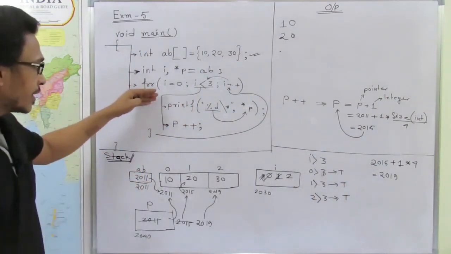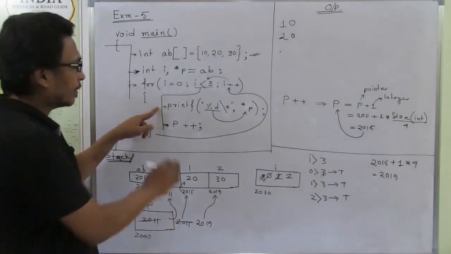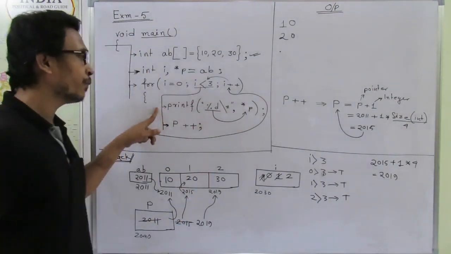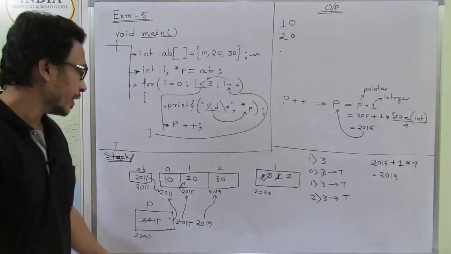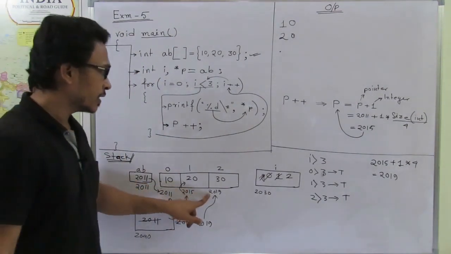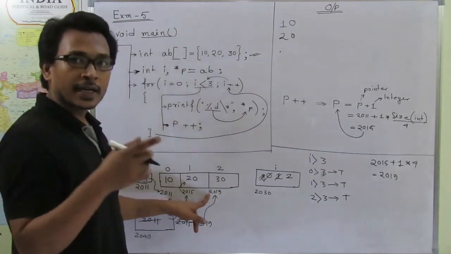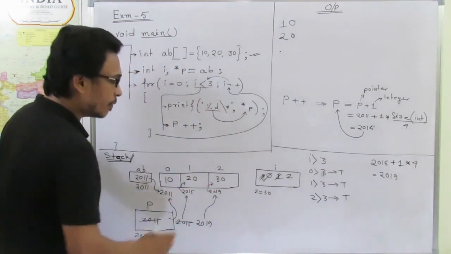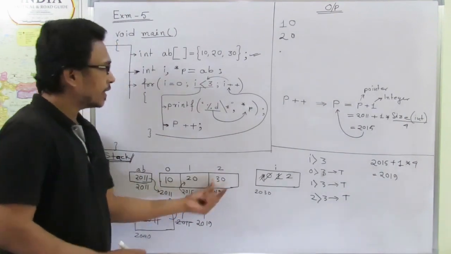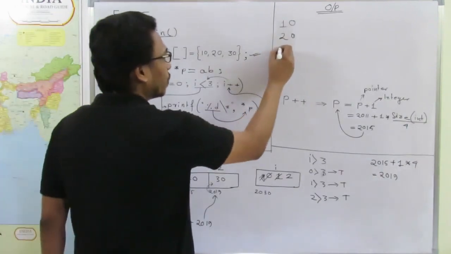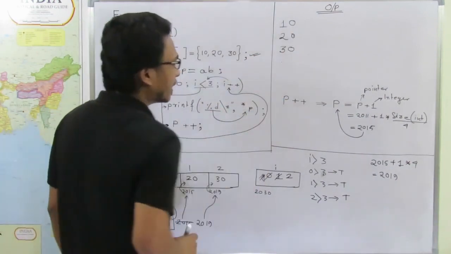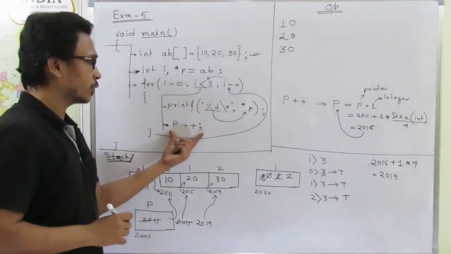So control enters inside the for loop, and the first instruction is printf %d indirection of p. Now where is p pointing? p is pointing to this particular address, and indirection means enter inside the block. So control enters inside the block and gets the value 30, and that 30 will be displayed here. Then \n, that means control comes to the next line, and then p equal to p plus 1.